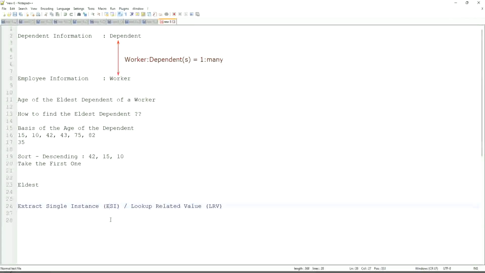So ESI will allow you to extract the instance of an object from a related business object based on some criteria. That is what ESI is all about. And once you extract the single instance, one particular occurrence of that object, then you look up another value related to that using an LRV.